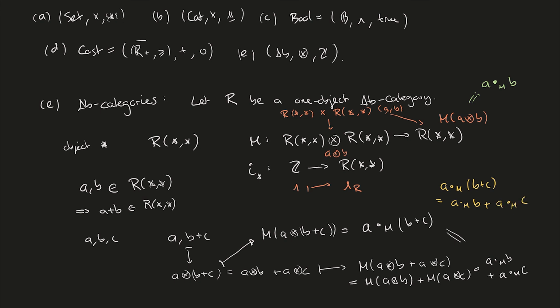This means that this multiplication that I've defined using this map M distributes over addition in the abelian group R**.